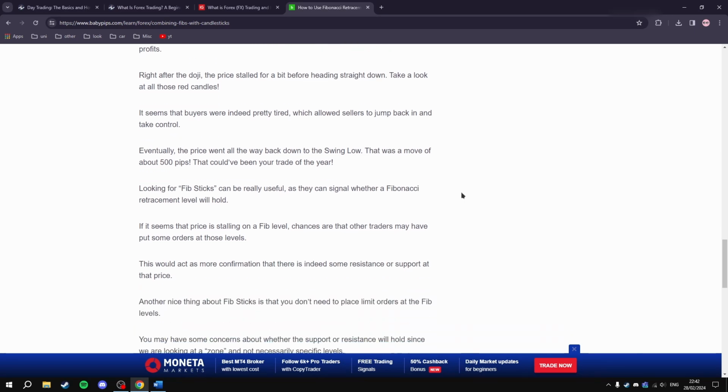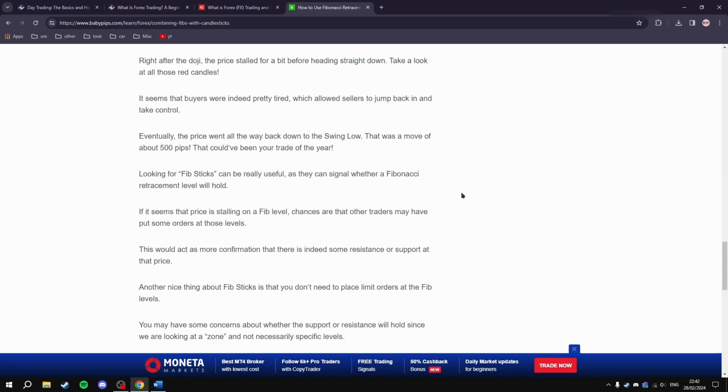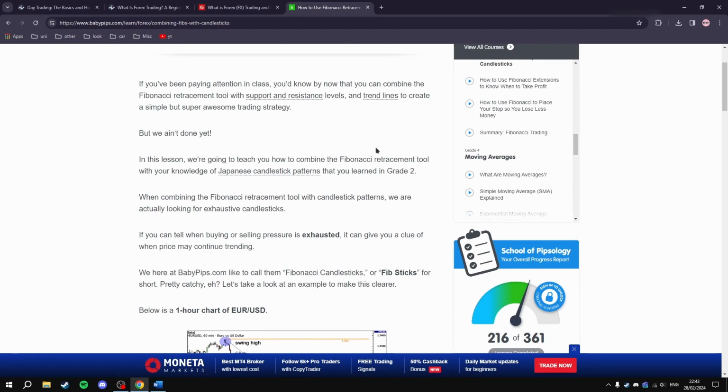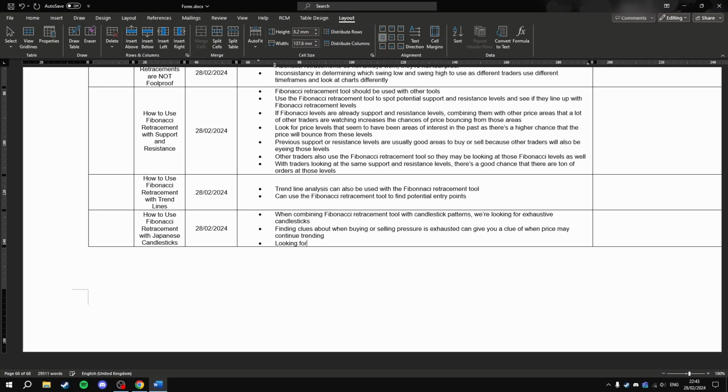Looking for fib sticks can be really useful, as they can signal whether a Fibonacci retracement level will hold. So looking for that exhaustive candlestick.